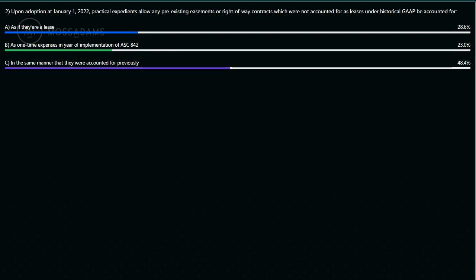Perfect. I think most people got this. It's C. So again, if you take the practical expedient, it's the same as they were accounted for previously, which in a lot of easements or right-of-way contracts is just as you make the payment, it goes into operating expense. Or if it's all paid up front, which then it wouldn't be a lease anyways, it usually goes into capital. All right, let's move towards the next part.